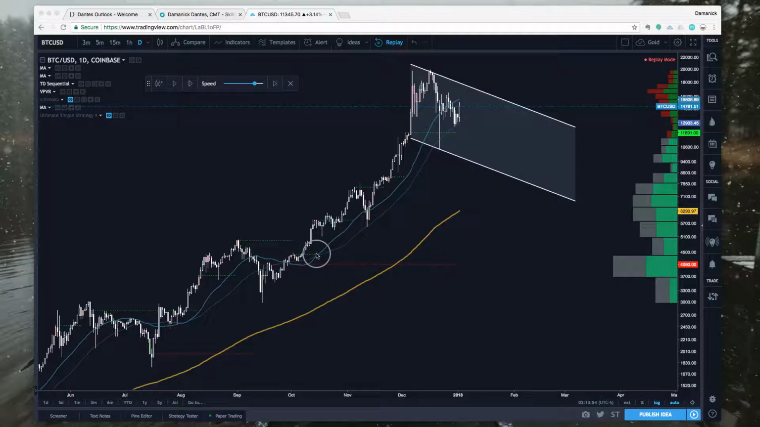So here on Bitcoin versus US dollar, I just used the 200-day moving average. The light blue line is the 30-day moving average, and the dark blue line is the 50-day moving average. And on the right-hand side are the volume profile bars. This basically shows fresh demand zones in green and selling zones in red. It's interesting to see how Bitcoin has performed from the start of this year, and let's go through a replay.